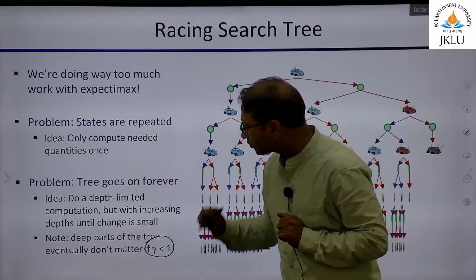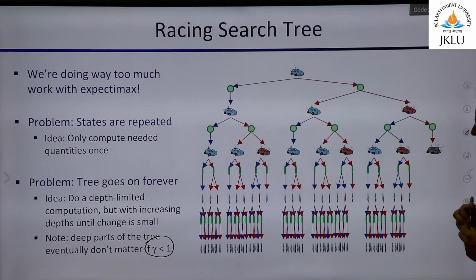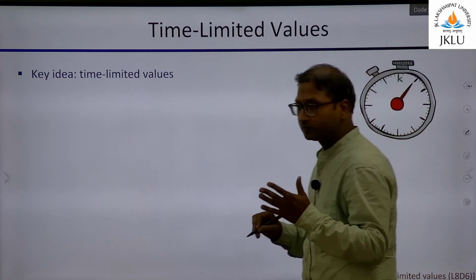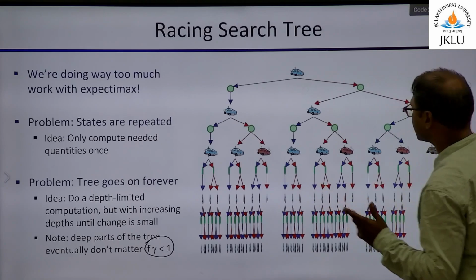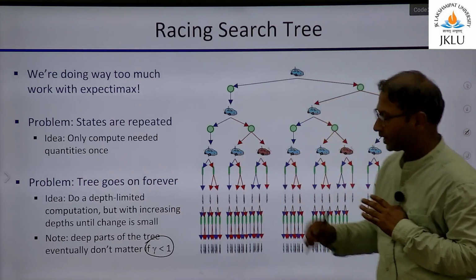So tree goes on forever. We need to do a depth limited computation, but with increasing depth until change is small. So then what we are coming to? What is the transition we are making from here to next slide? Limited depth now. So we are not going to have an infinite tree, we are going to truncate it somewhere. Okay.